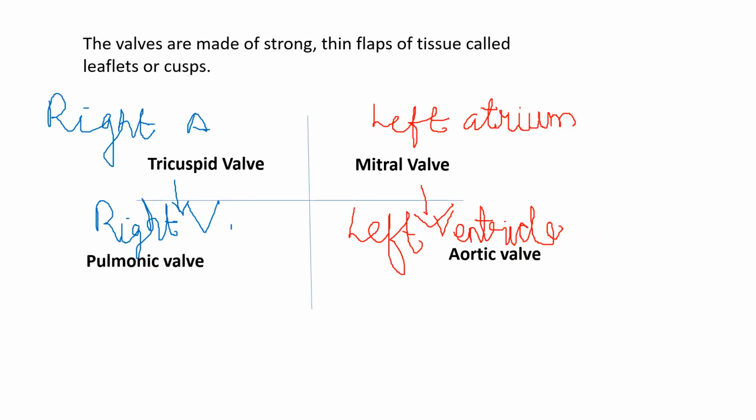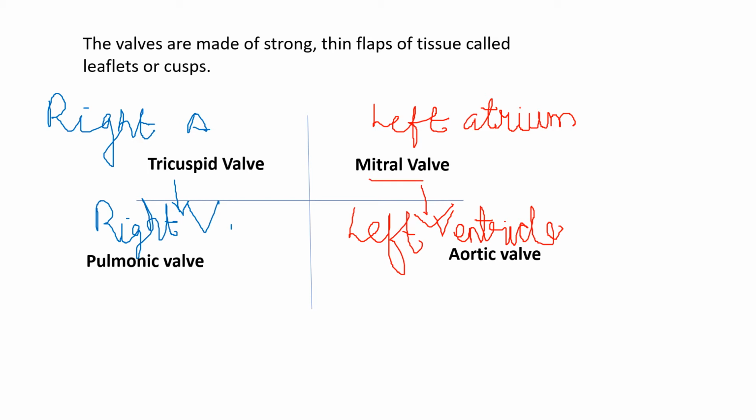The valves are made of strong, thin flaps of tissue called leaflets or cusps. If you look at this picture, this is the left atrium. So when the left atrium contracts, the blood flows to the left ventricle, and it is through the mitral valve.